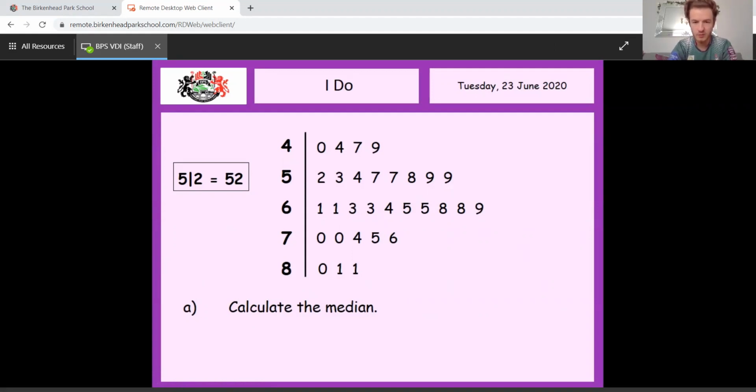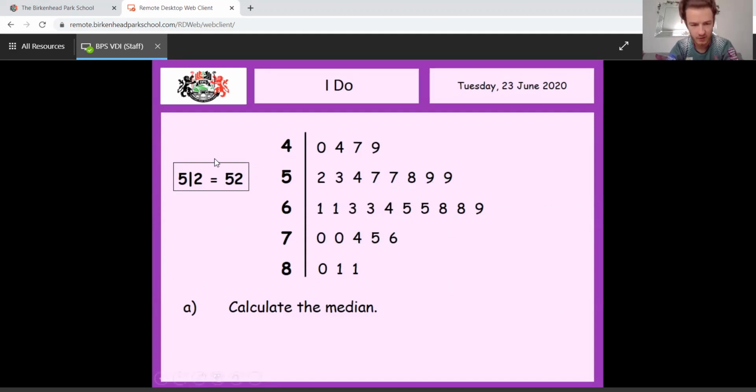So, calculate the median of this stem and leaf diagram. Well, the median is the middle number. Okay, so what I'm going to do, I'm going to count how many numbers are involved in that stem and leaf diagram. So I've got 1, 2, 3, 4, 5, 6, 7, 8, 9, 10, 11, 12, 13, 14, 15, 16, 17, 18, 19, 20, 21, 22, 23, 24, 25, 26, 27, 28, 29, 30. So I've got 30 numbers there, okay?